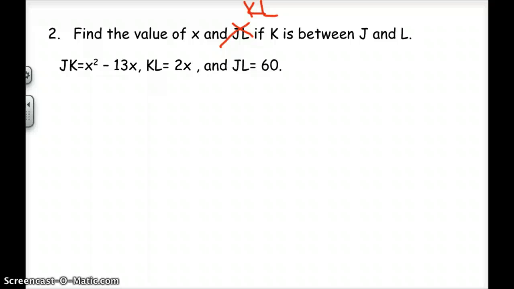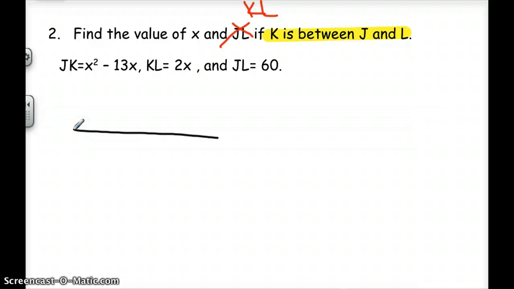All right, so right now I have a correction. It says find the value of x and find. I have changed JL to KL. So K is between J and L. So I'm reading that and I'm thinking I'm going to need a picture.